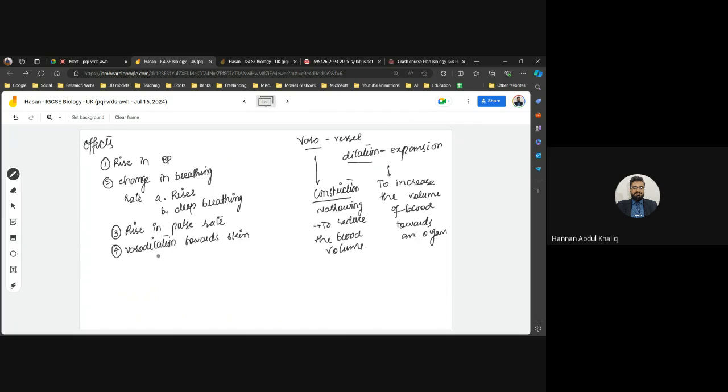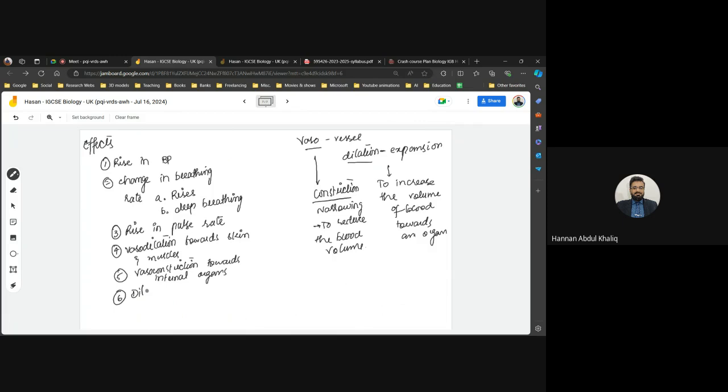So vasodilation towards skin and muscles. Number five, vasoconstriction towards internal organs. Do you have a class next? No. Okay, just some points and I'll finish the class. Vasoconstriction towards internal organs means that the stomach would not be receiving more blood.